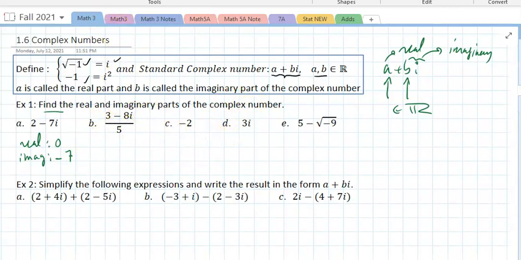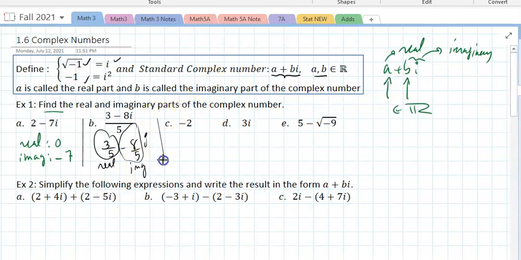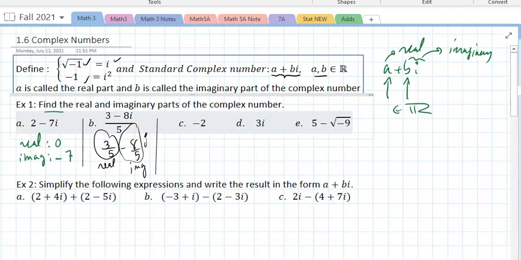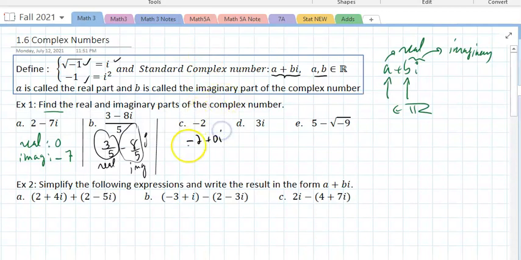In question B, I would split this up because I always want it to be in the form of a plus bi. This would be the real, and the -8/5 would be the imaginary. If I look at C, I'll notice something's missing. That's a different type of problem. Well, that's because this is -2 plus 0i. So if I say what's the real, you would say that's -2. And if I was to ask what's the imaginary, you would say it is 0.